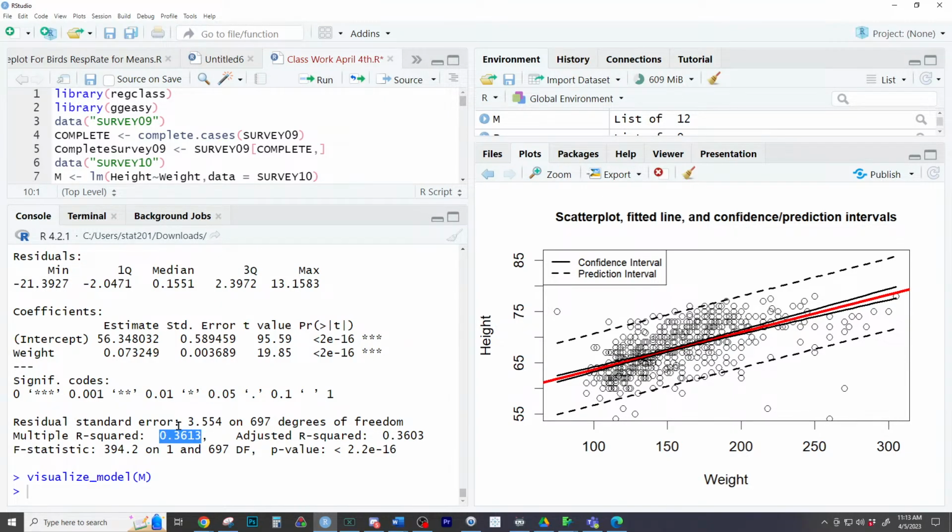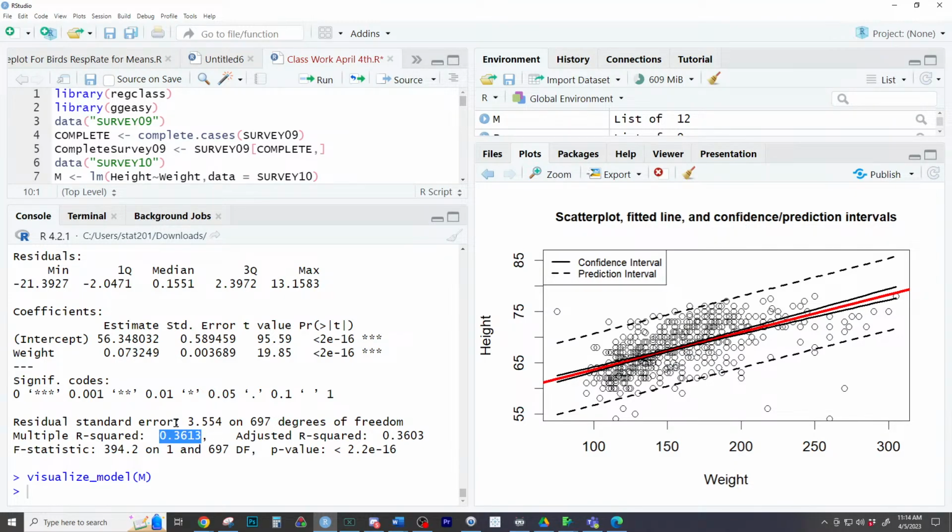So Jackson, what would you say? This is a model predicting somebody's height from their weight. How would you interpret the R squared right there? What would you say, Jackson? It's a good question right here. How would we interpret the R squared right there?